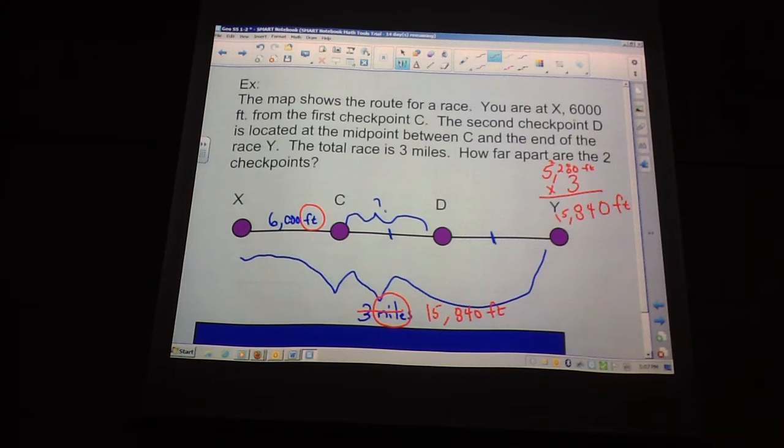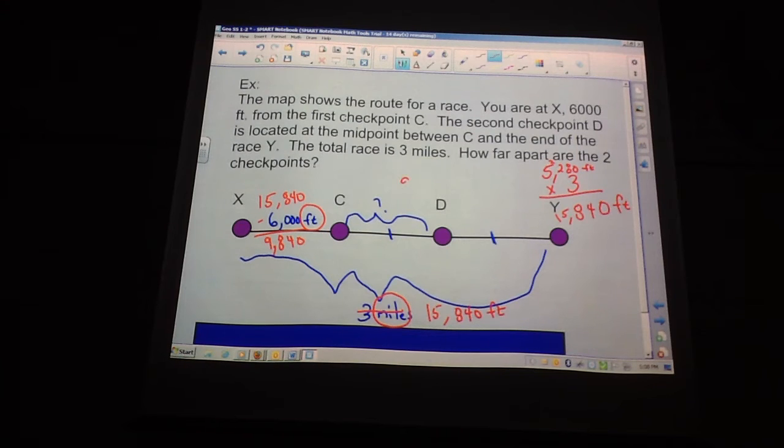Now I know that 6,000 of those is used up in this first checkpoint. So I can go ahead and subtract the 6,000 from my total number of feet, and that's going to leave me with 9,840 feet for this rest of the race between C and Y. Well, I know that this segment is equal with this segment, so I need to know what half of that is, and that should be the distance in between C and D, which is what we're looking for here.